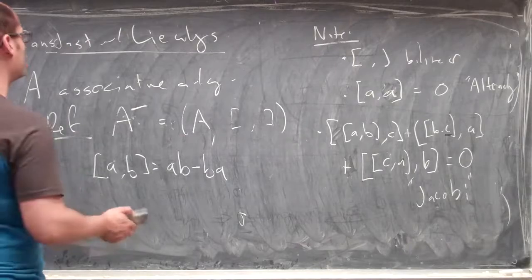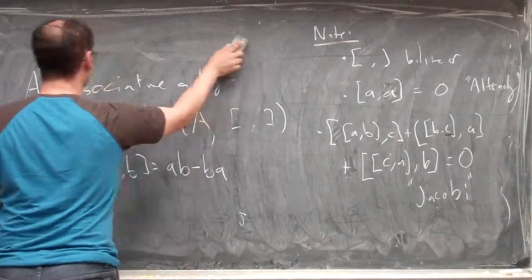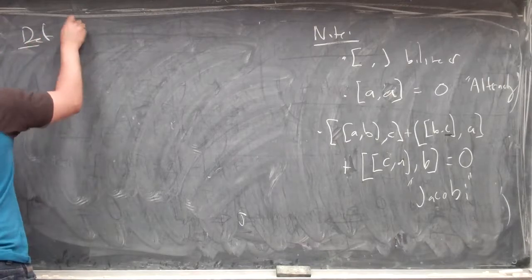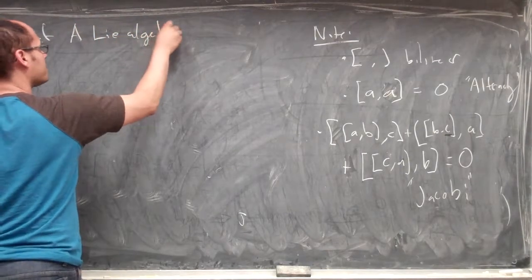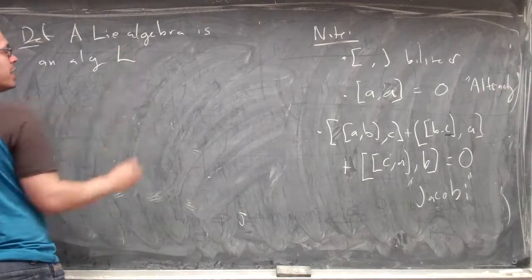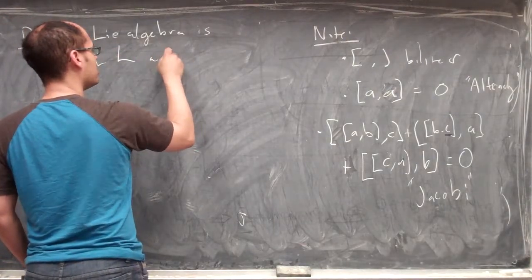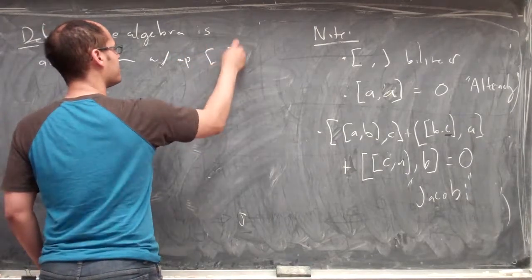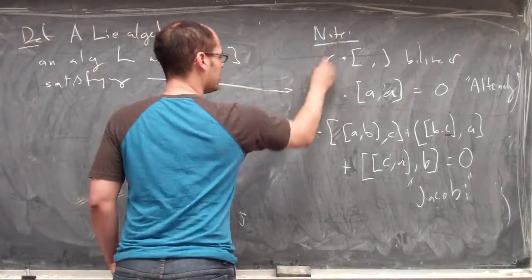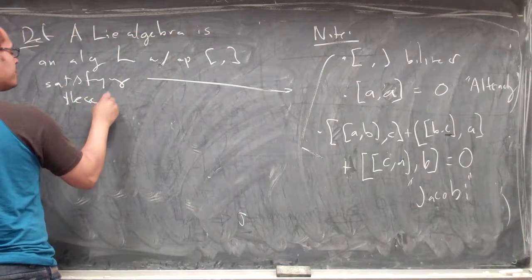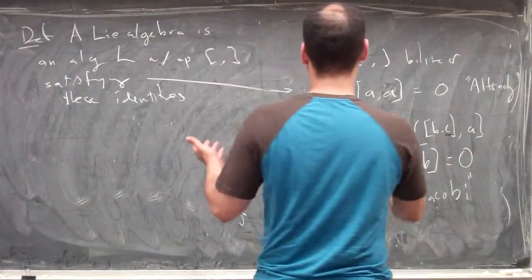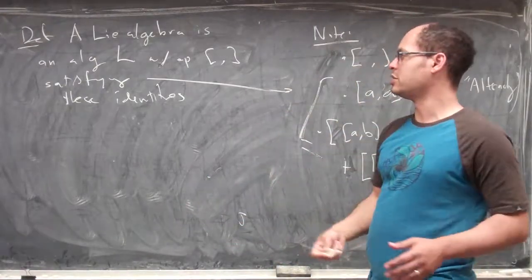And motivated by these three identities, one can define, in general, a Lie algebra to be an algebra, say L, with an operation which we'll denote bracket, satisfying these three identities. I guess the first isn't really an identity, it's just a statement that it's a bilinear operation, which is part of the definition of an algebra. So maybe I should say satisfying these two identities.